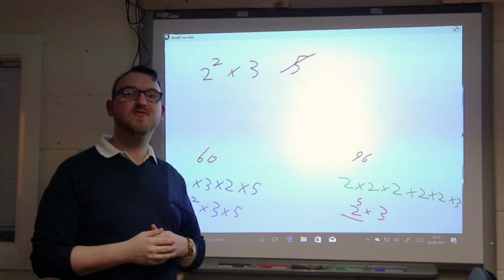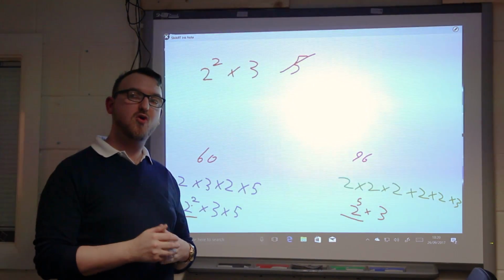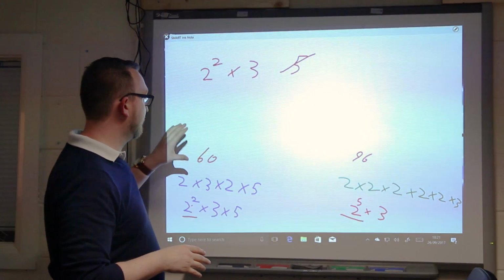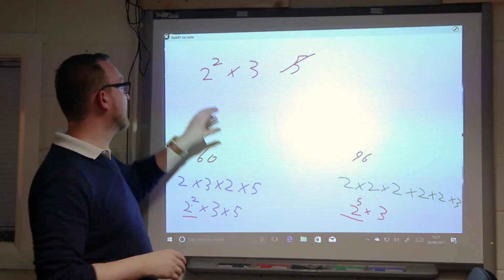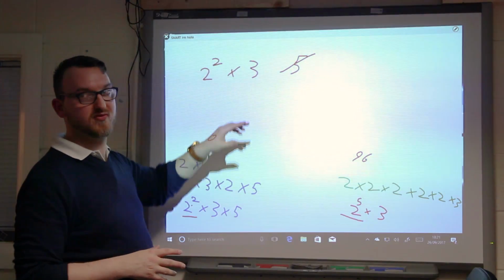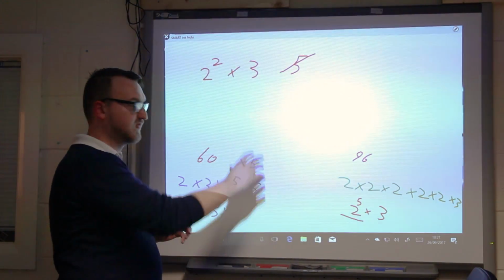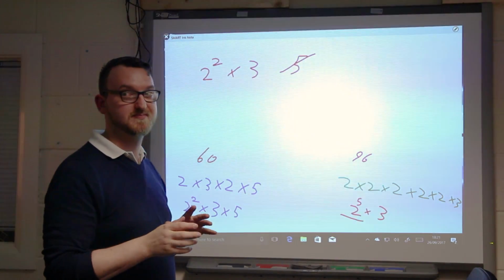That is actually how you find the highest common factor. All that you're doing is you're looking at what they share. Now, these two numbers, 60 and 96, share 2 to the power of 2 times 3, otherwise known as 2 times 2 times 3. Those are the prime factors that they share.